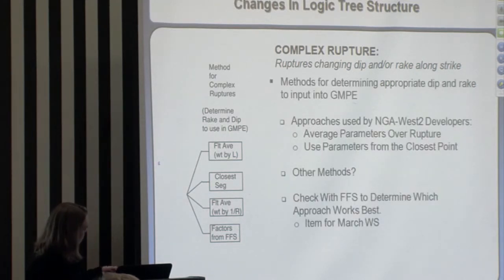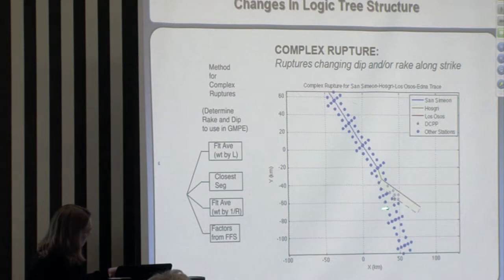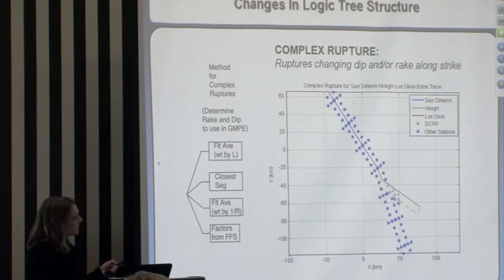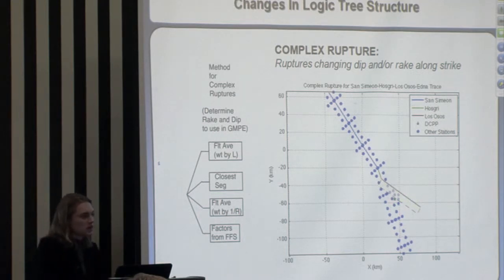This yellow star right here is the location of Diablo Canyon. So at our location, the big question is, which rake and which dip do you input into the GMPE? There are two approaches that have been taken by the NGA modelers. And one of those approaches is to compute an average rake and average dip weighted by the length over the entire fault, and then use the closest distance between our point of interest, Diablo Canyon, and the average parameters of that fault to compute the ground motions from the GMPE.